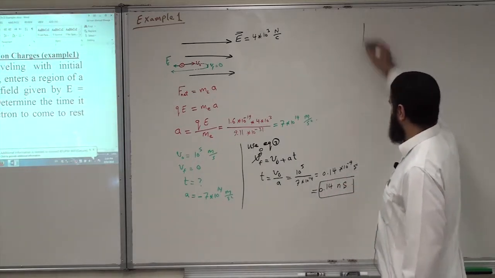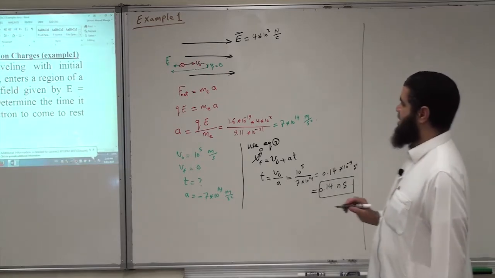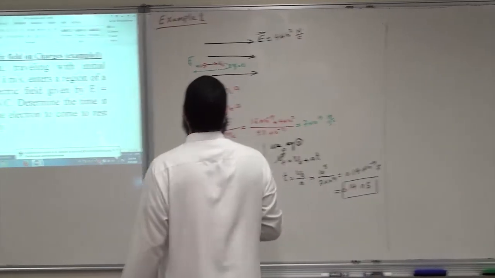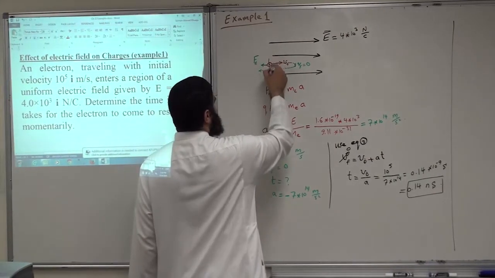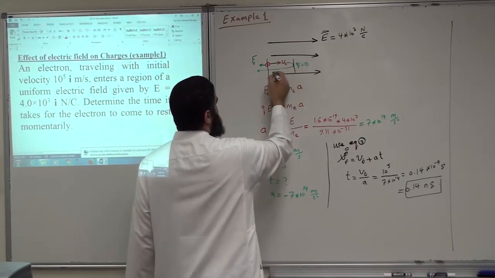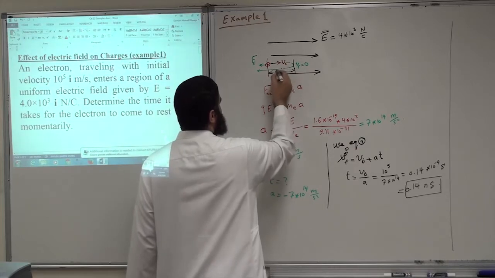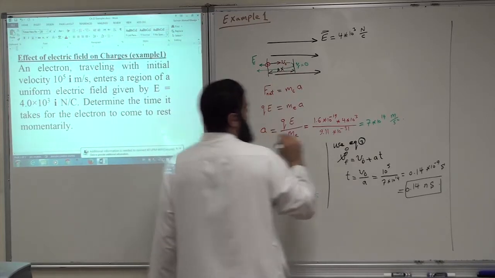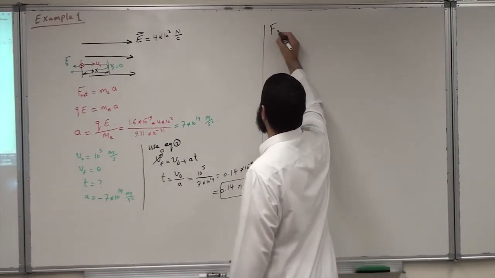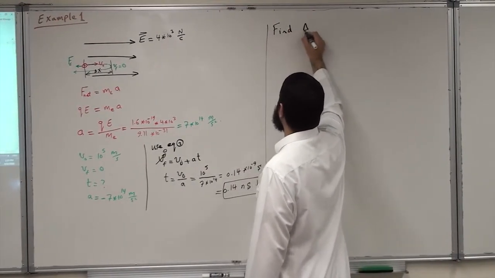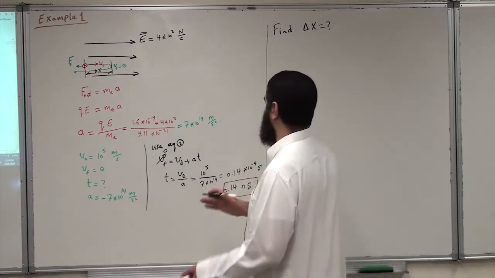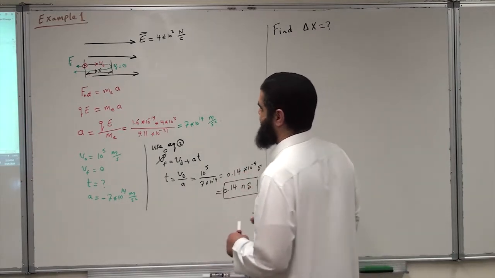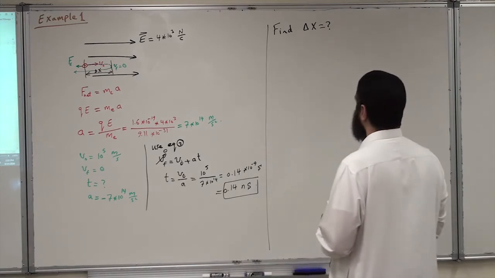If he asks us to find what is the distance the electron will travel before coming to a stop, what is the distance between here and there? We would like to know how much this delta x is. This is an extra problem, my son. I hope you are following. Find delta x needed for the electron to stop, or traveled by the electron inside the electric field.